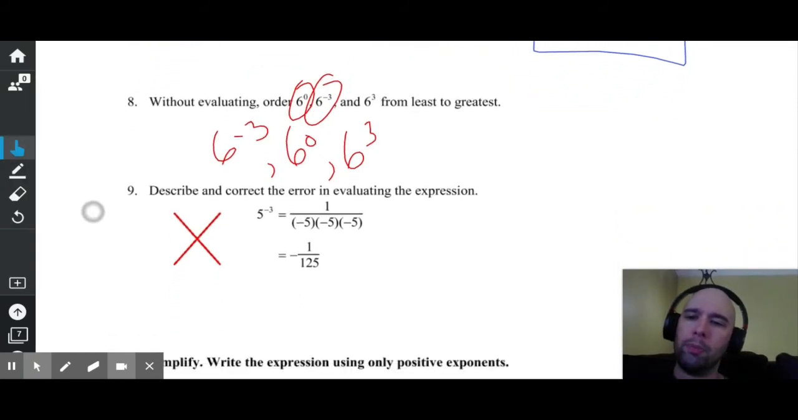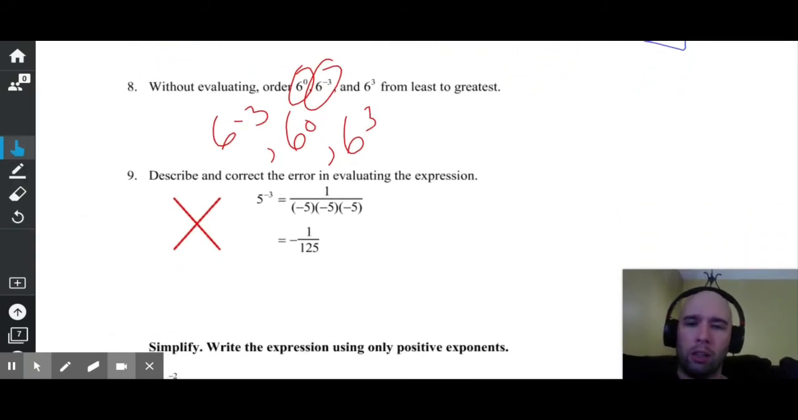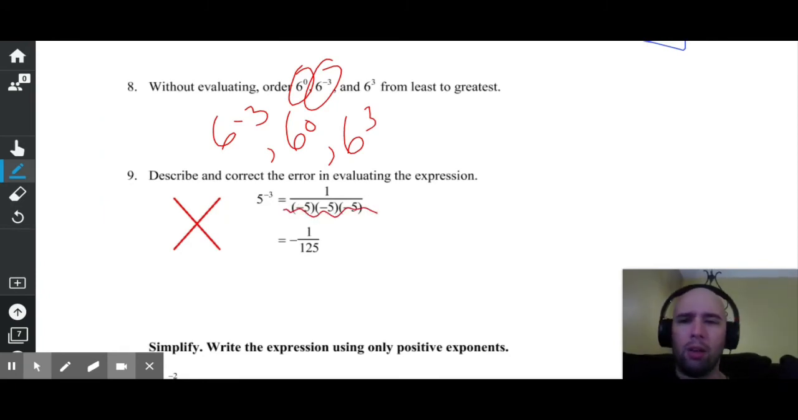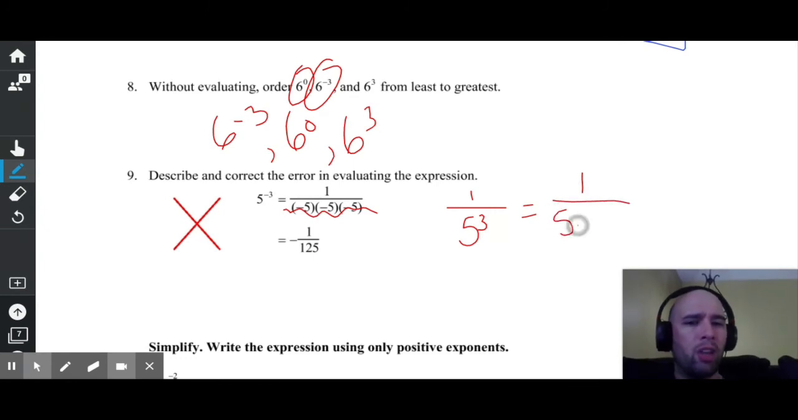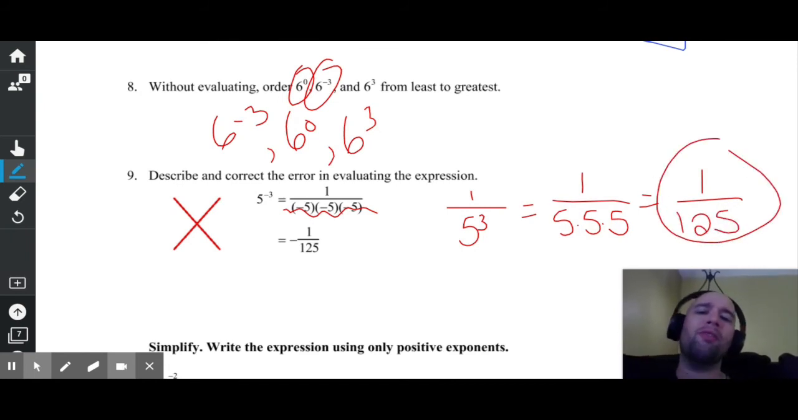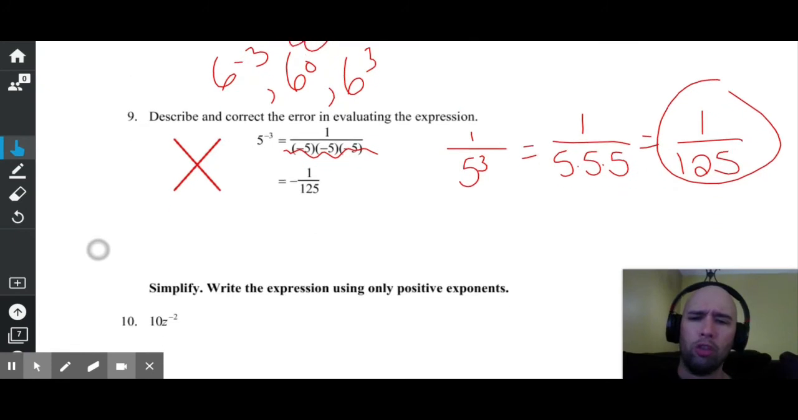Not so bad. Describe and correct the error in evaluating the expression. Oh, here's the problem. What's being taken to the negative power? 5. What did they do? Make it negative 5. So it should be 1 over 5 to the 3rd on the bottom, which is 1 over 5 times 5 times 5, which is 1 over 125. What they did is they made the 5 negative because they were like, negative exponent, let's make the whole number negative. And that's not what you do, kids. That's not what you do.